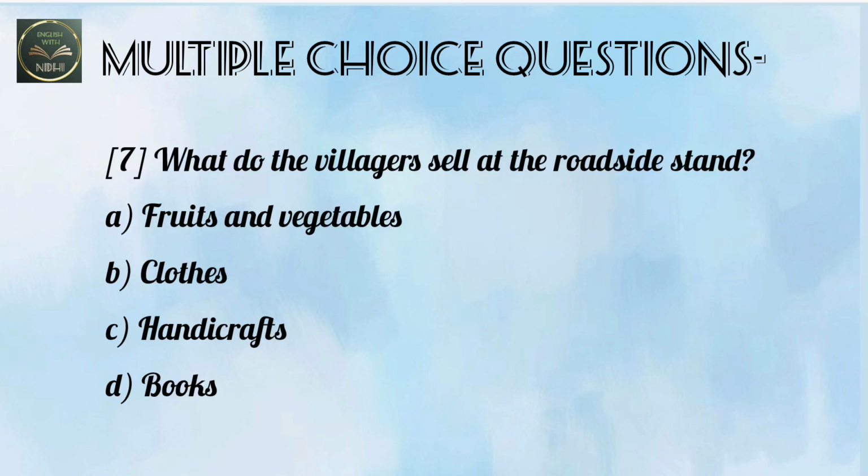Question number 7. What do the villagers sell at the roadside stand? A. Fruits and vegetables, B. Clothes, C. Handkerchiefs, or D. Books. And the correct answer is option number A, fruits and vegetables.